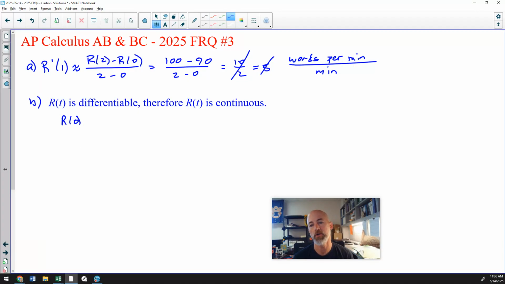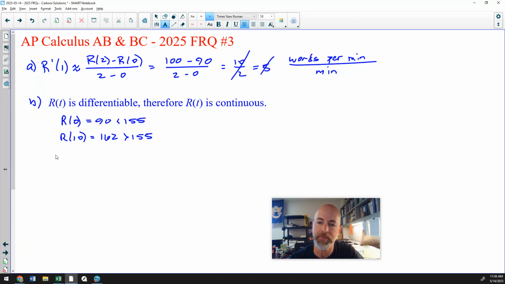R of 0 is equal to 90. That is less than 155. R of 10 is equal to 162. That is greater than 155. Therefore, that would probably be sufficient to an AP reader, but I'm going to give a conclusive statement.